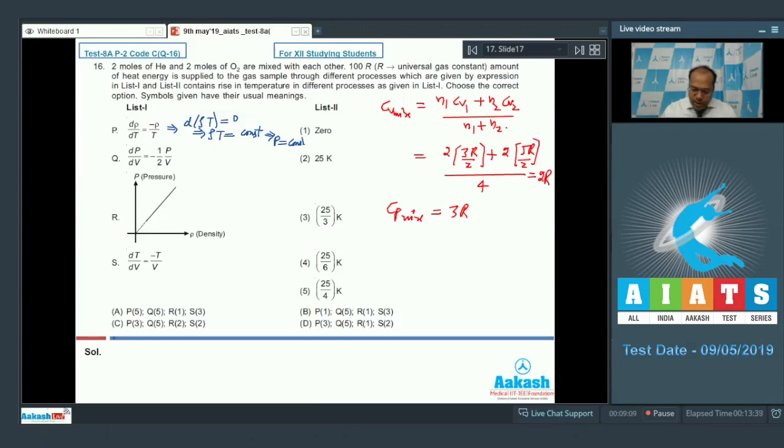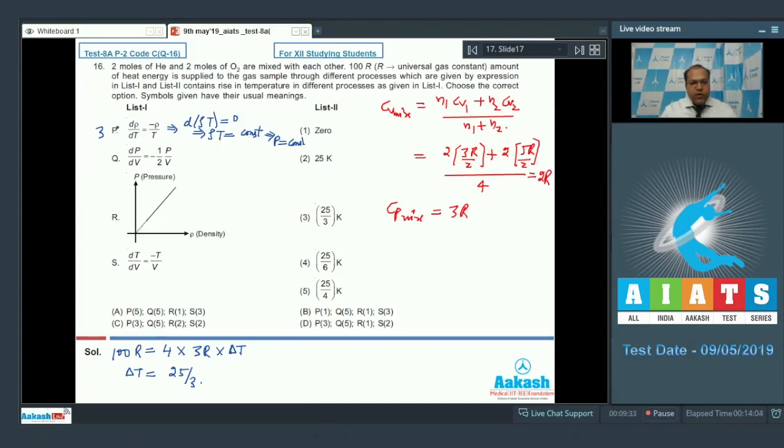So in case of isobaric process, we can write delta Q, that is 100R, is equal to n, total number of moles, that is 4, into Cp. The value of Cp is 3R, into delta T. So from here, the value of delta T comes out to be 25/3 Kelvin. So the correct matching will be 3.